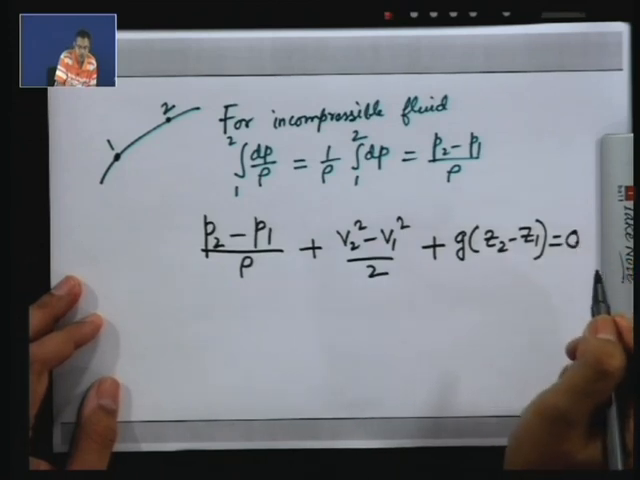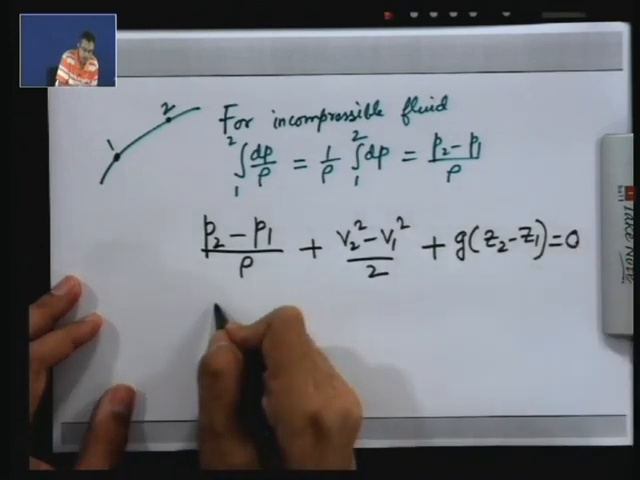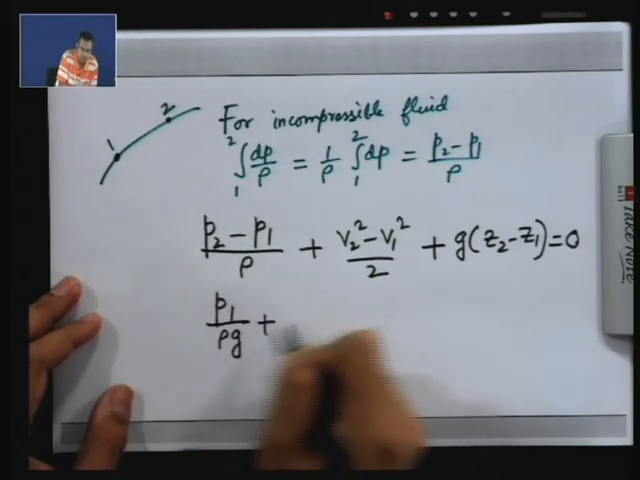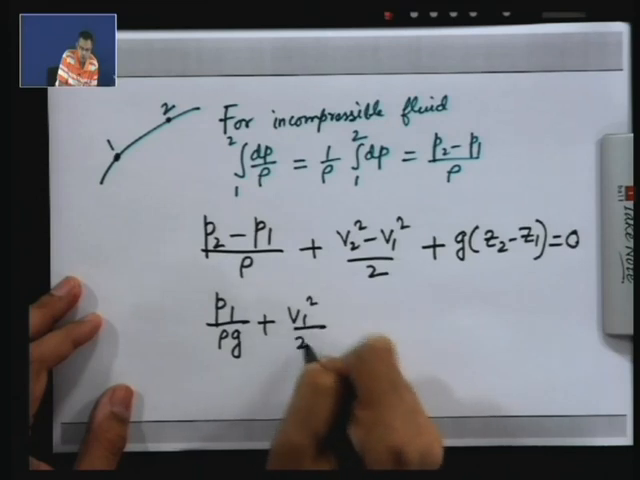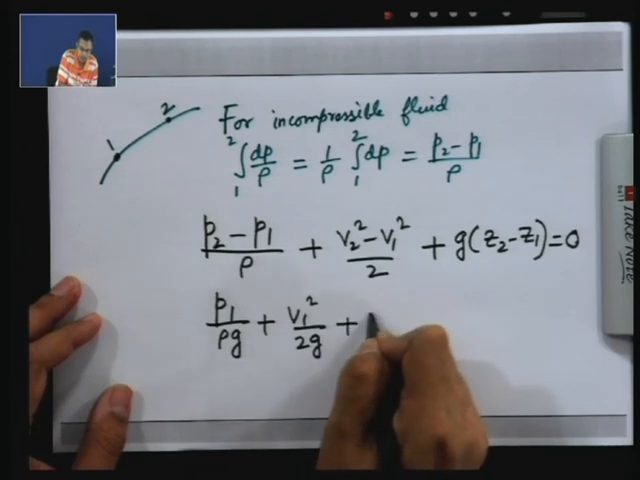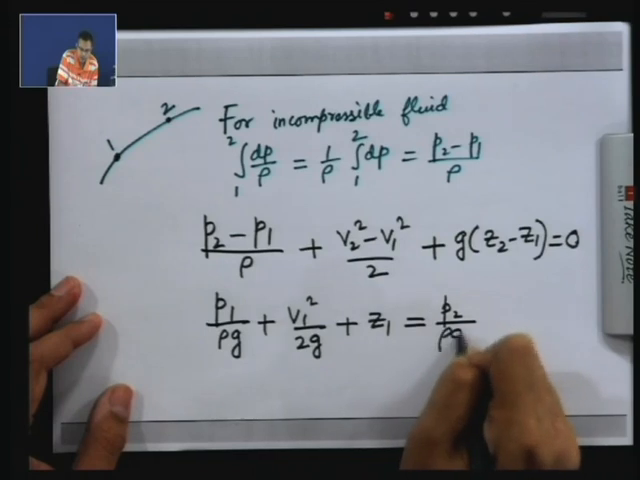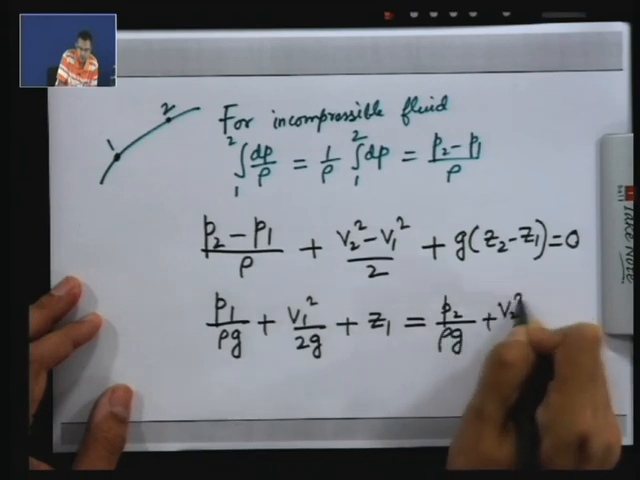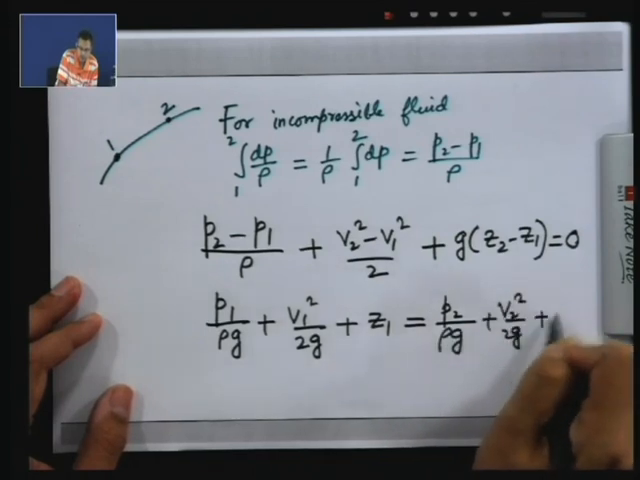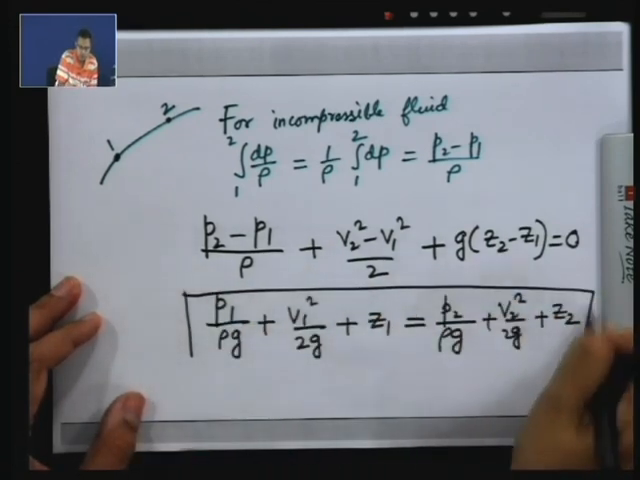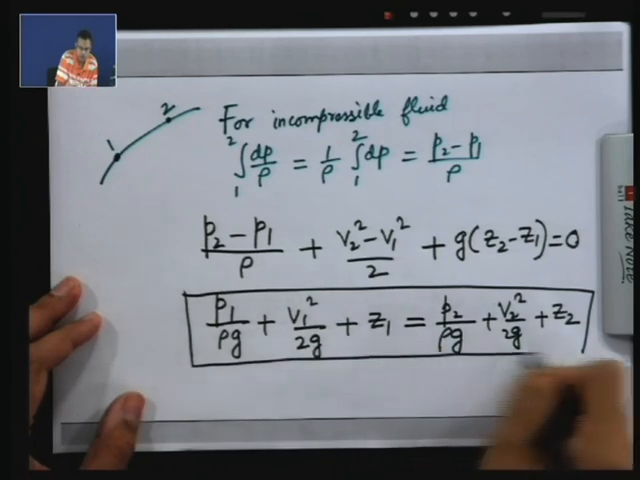So, we can divide both sides by g and write p1 by rho g plus v1 square by 2g, we take all the minus signs on one side and all the plus signs on another side, plus z1 is equal to p2 by rho g plus v2 square by 2g plus z2. This is your well known Bernoulli's equation.